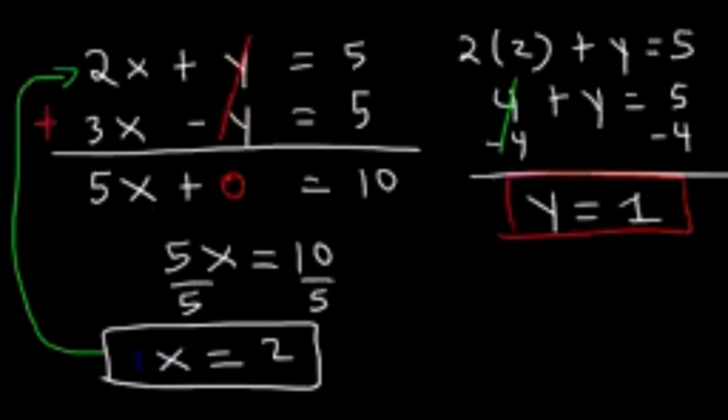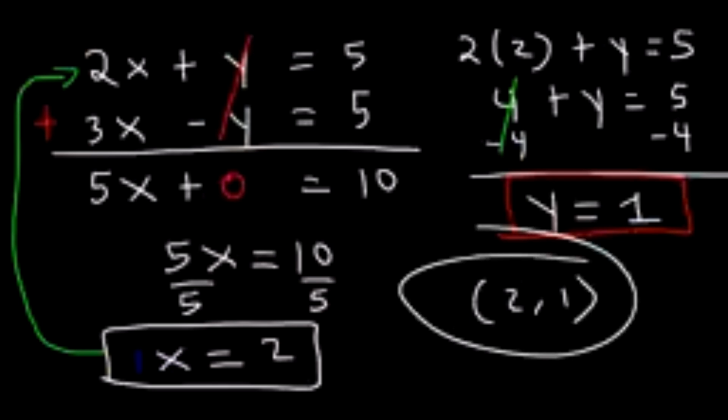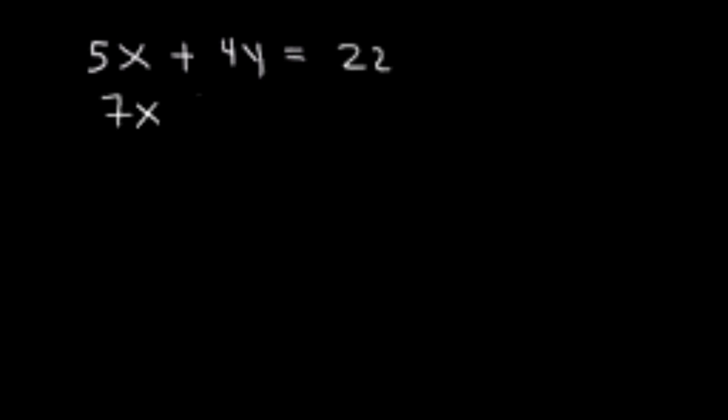So as an ordered pair, we can write the answer like this: 2, 1. X is 2, y is 1. Now let's work on another example. Let's say that 5x plus 4y is equal to 22, and also 7x plus 6y is equal to 32.